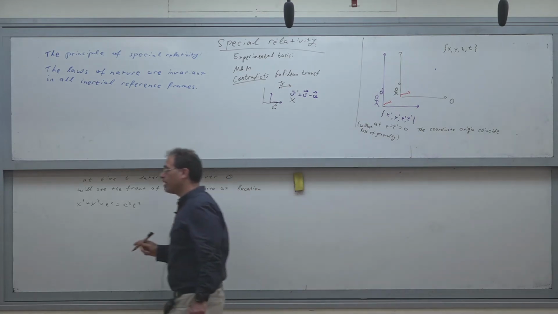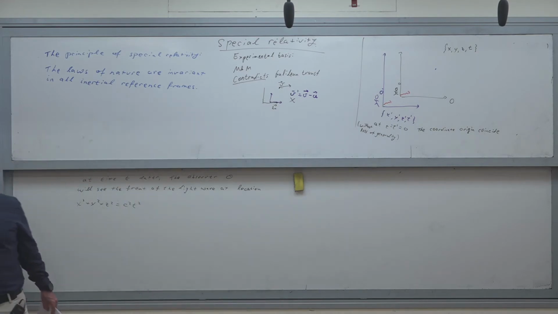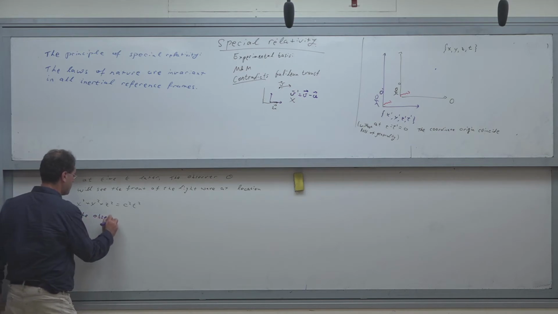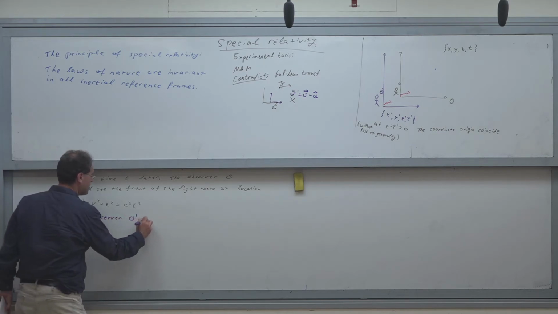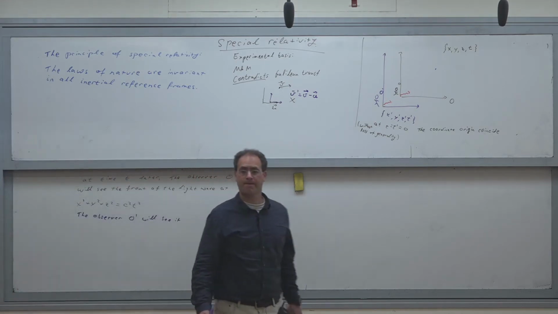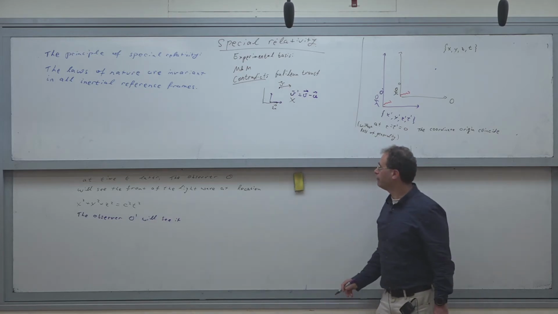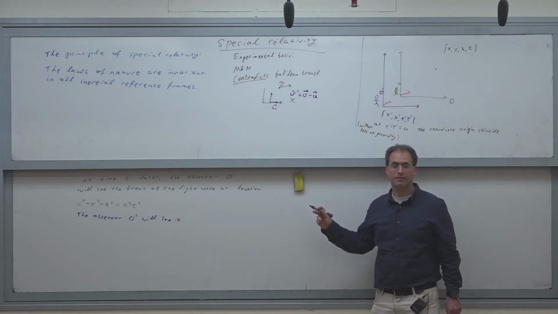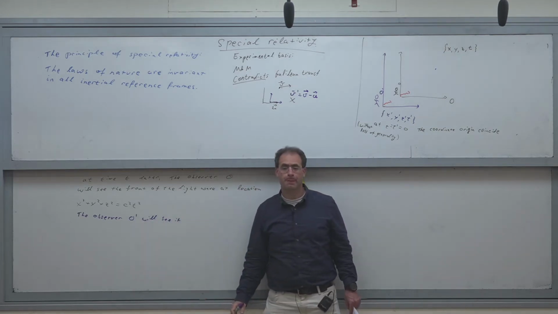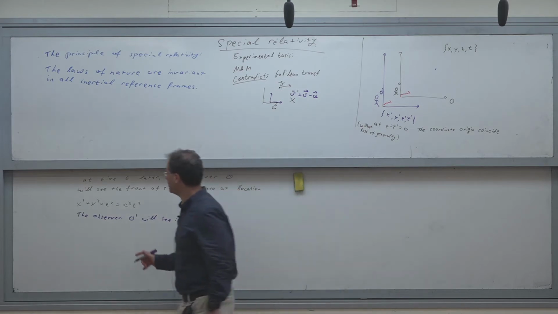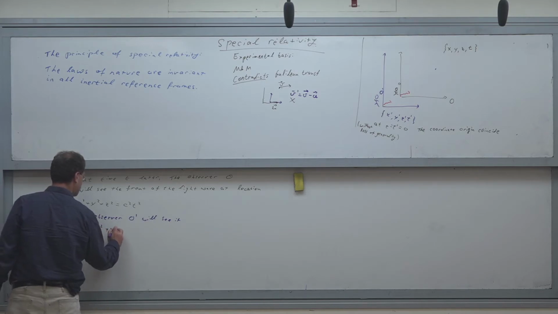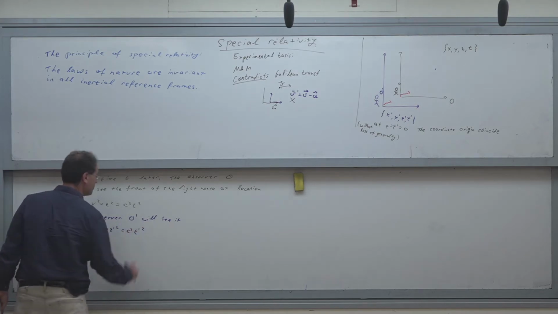What would the observer at O prime say? Where is the wavefront of the light as seen from the point of view of the observer O prime? Same, just exactly the same. So x prime squared plus y prime squared plus z prime squared equals c squared t prime squared.